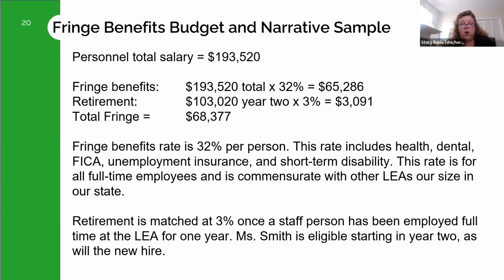Okay, so we have a personnel total salary of $193,520. For fringe benefits, we multiply that by 32%, which is the fringe rate. So total fringe is going to be $65,286 for the 2 years. Then retirement is just year 2, which, for the 2 positions, the salary is $103,020. And that is 3% for the retirement. Both of those positions would be eligible to get retirement because it's only full-time positions at the LEA for 1 year. Next slide.